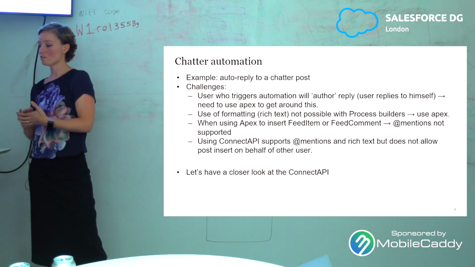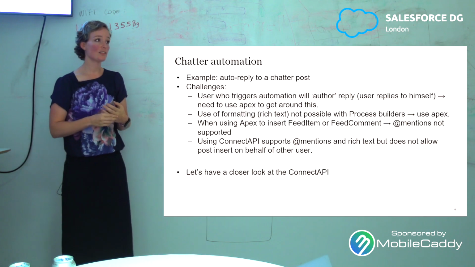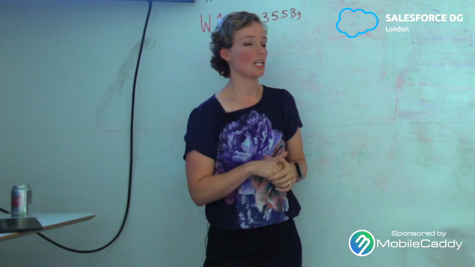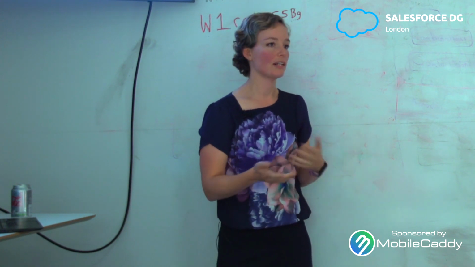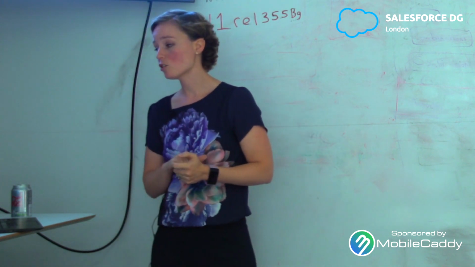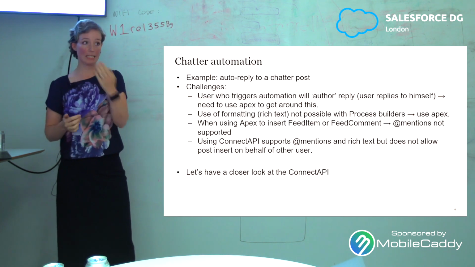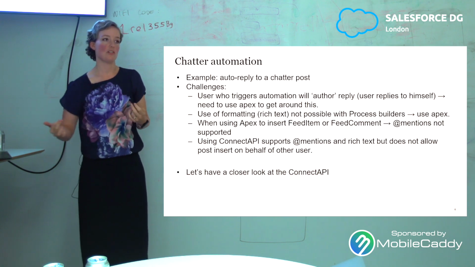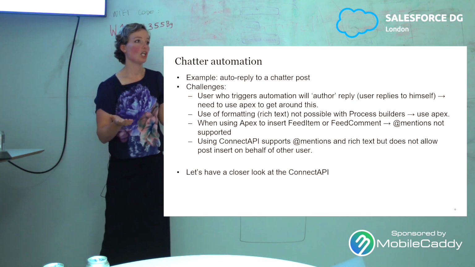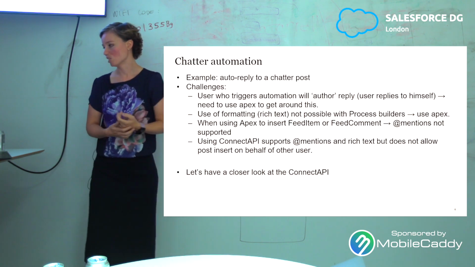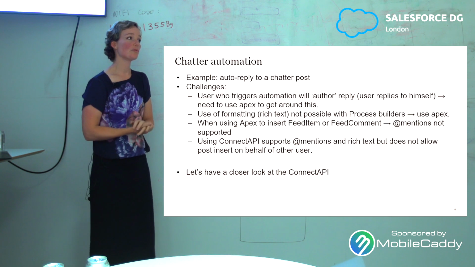Then the other example is an auto-reply to a chatter post. I explained this scenario earlier. I'm posting to chatter, I need help with something, and I want a service user to do an automated reply saying, okay, you can go here and here for help. There are a few challenges with that scenario, in that normally the user who creates the initial post will also trigger any automation that triggers off that post. So if I create a Process Builder, it will look like I'm replying to myself, which is not what we want really. So this means we can't really use config to implement this, so we would need to use Apex.